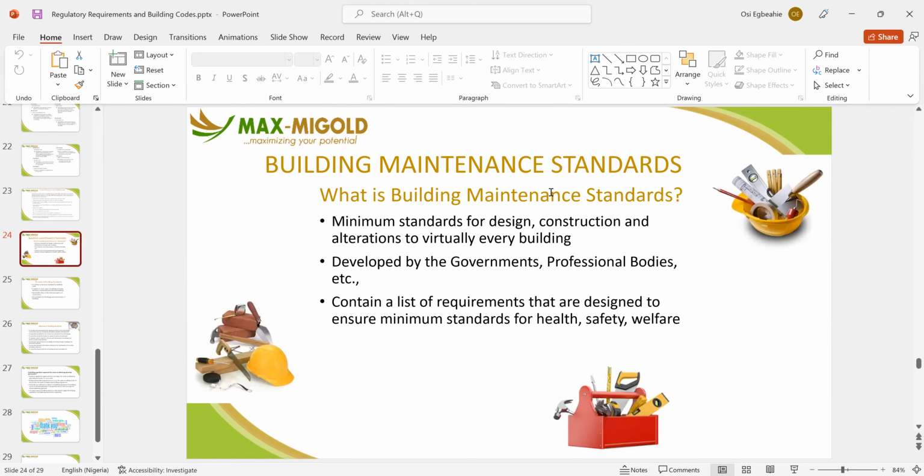Building maintenance and standard. What is building maintenance standard? Minimum standards for design, construction, and alteration of virtually every building. That's when you're talking about building maintenance standard itself. The standards are developed by the government, professional bodies, etc. Like IFMA has its own standard that any company that is registered to IFMA will work by. It contains a list of requirements that are designed to ensure minimum standard of health, safety and welfare of both the people that are staying in the building and those that are working in the building.